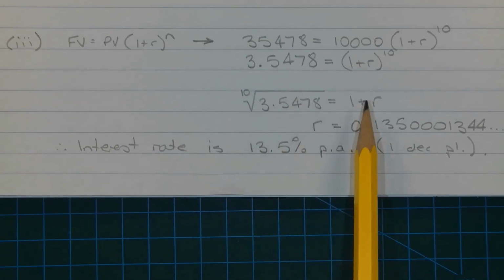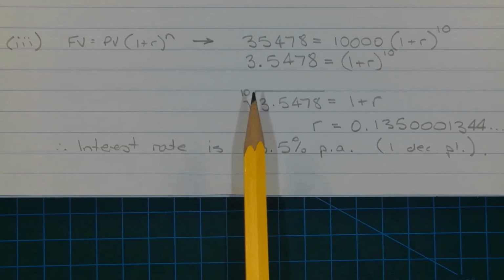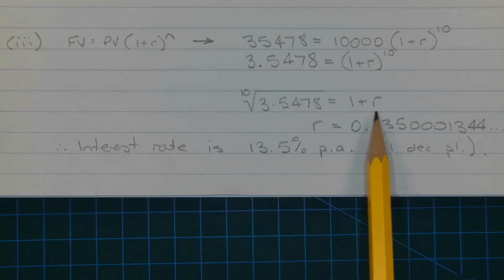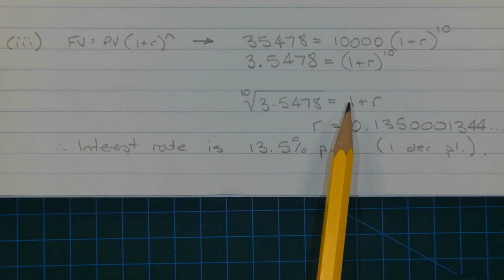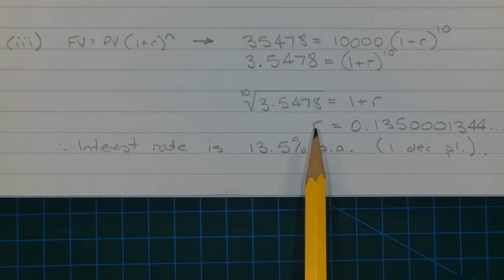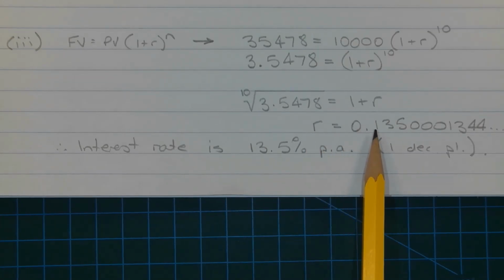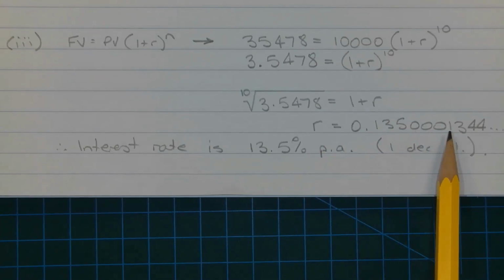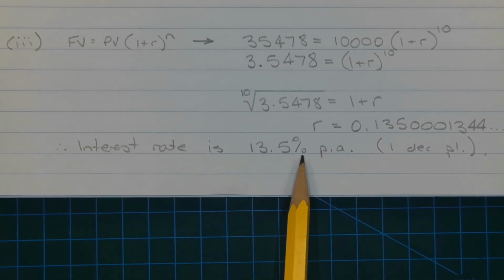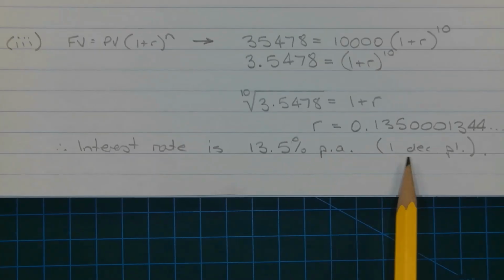Taking the 10th root of both sides of the equation, we get the 10th root of 3.5478 is equal to 1 plus r. And finally, to isolate r, we subtract 1 from the 10th root of 3.5478, and we get r is equal to 0.135001344, and so on. Therefore, the interest rate is 13.5% as a percentage per annum, correct to 1 decimal place.